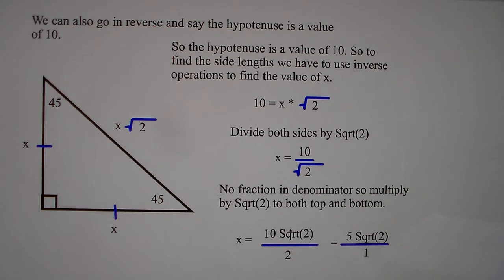And 10 divided by square root of 2, well, we can't have a radical in the bottom. So you have to take some steps to get rid of it. To do that, you multiply both the top and the bottom by square root of 2. So you have 10 square root 2 on top, and then square root of 2 times square root of 2 is just 2. And that's how we get this here on the bottom: 10 square root of 2 divided by 2. And then we can simplify that further, because 10 divided by 2 is 5. So we have 5 square root 2 over 1. And that's the side length there on the bottom.